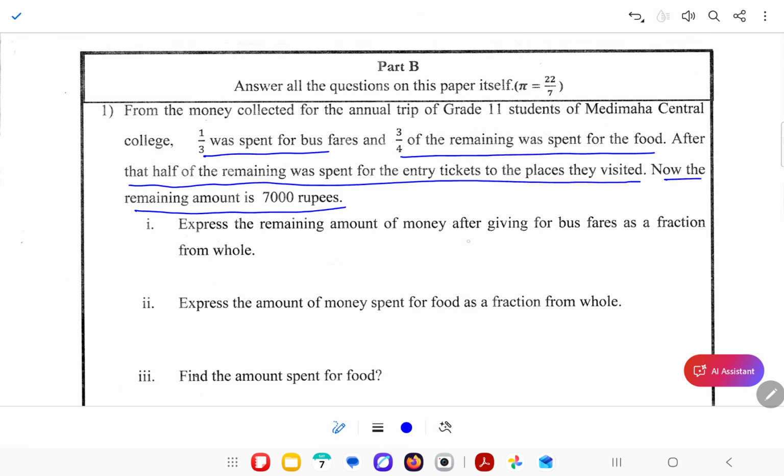Express the remaining amount of money after giving for bus fares as a fraction from whole. So 1/3 was given to bus fares, so 1 minus 1/3, so 2/3 is the remaining. Express the amount of money spent for food as a fraction from whole. So 2/3 was remaining, and from that 3/4 was spent on food. So 3 is cancelled. 2 over 4 is half. So half was spent on food.